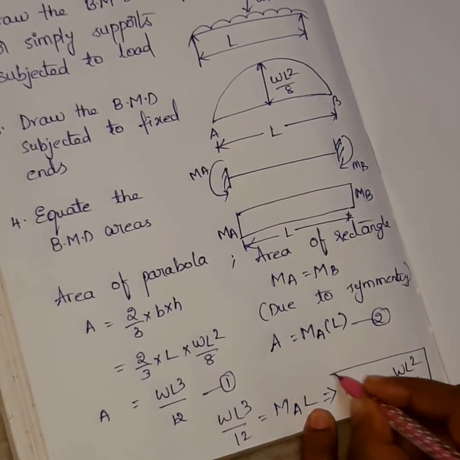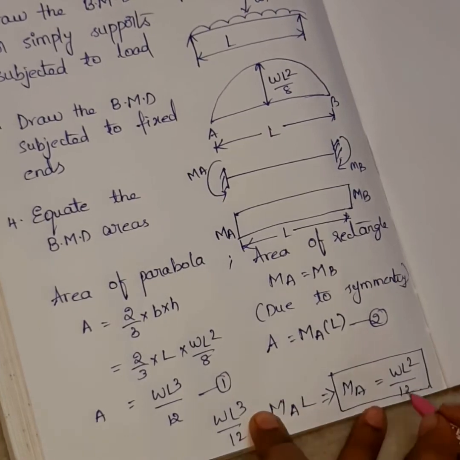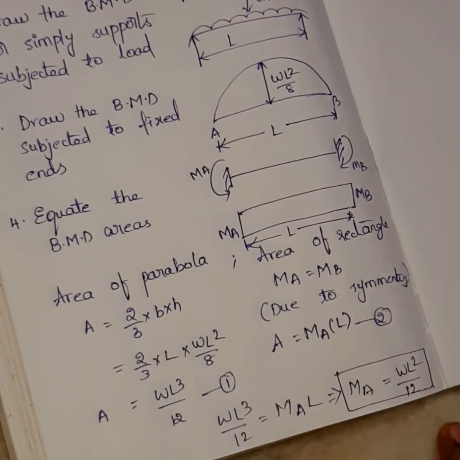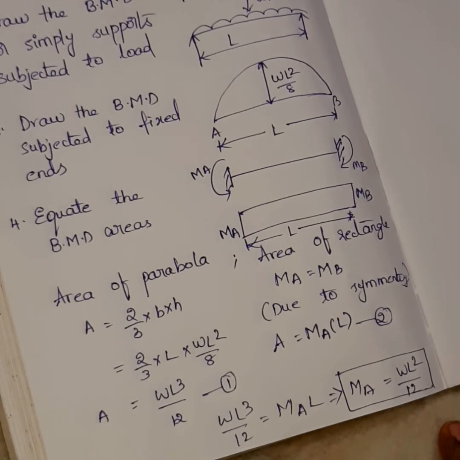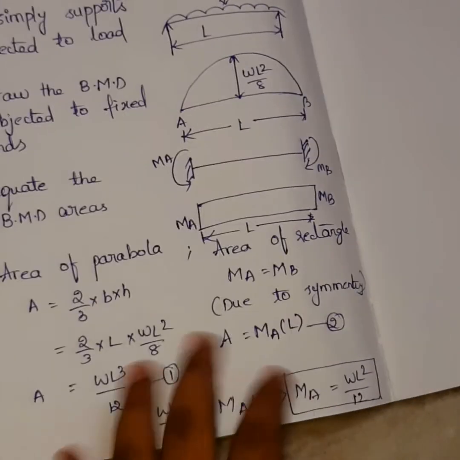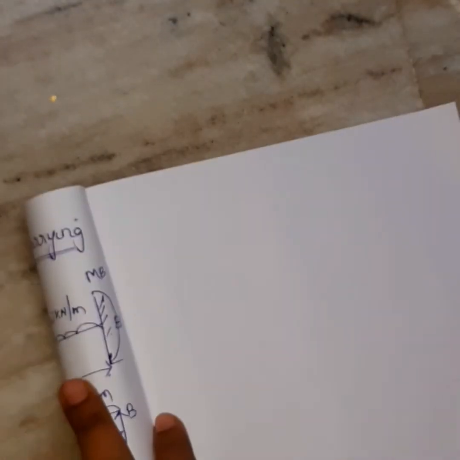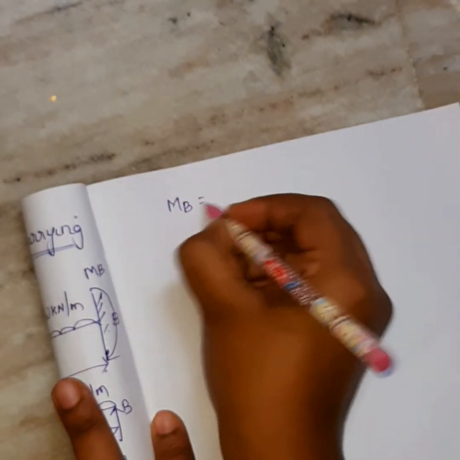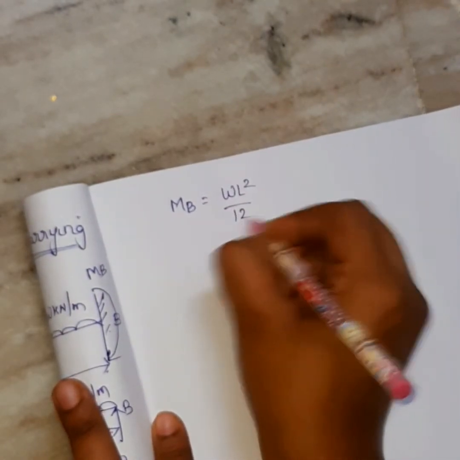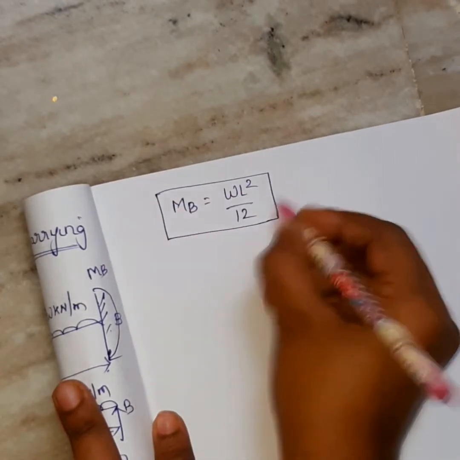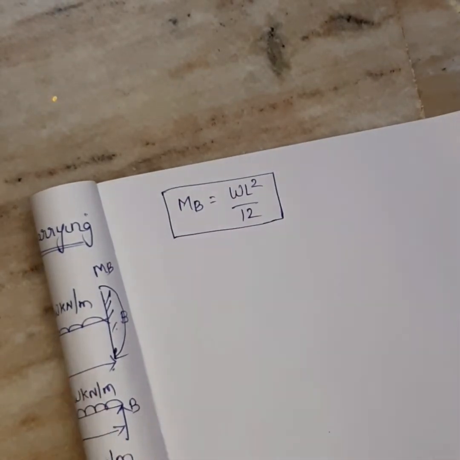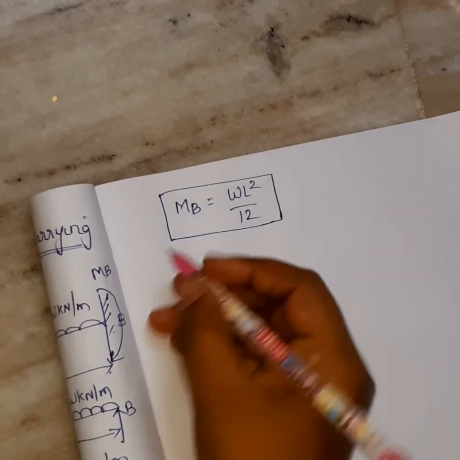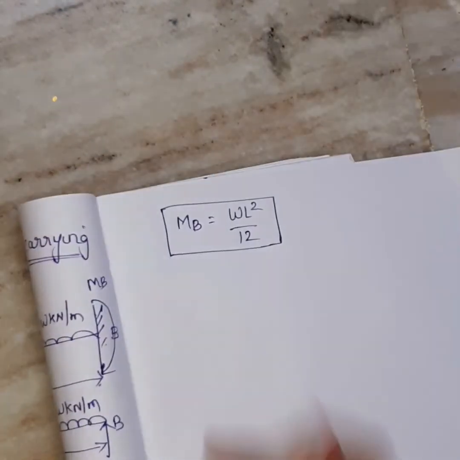See here, in my previous video I told the formula for moment at A when UDL is acting: WL square by 12. This is the method of how to calculate the moment at A. Since these both are symmetrical, moment at B is also equal to WL square by 12. So moment at A is WL square by 12 and moment at B is also WL square by 12. Okay, next, what is the next step? Fifth step.